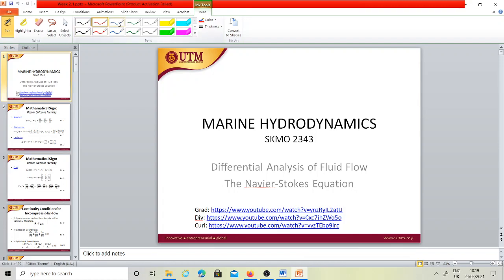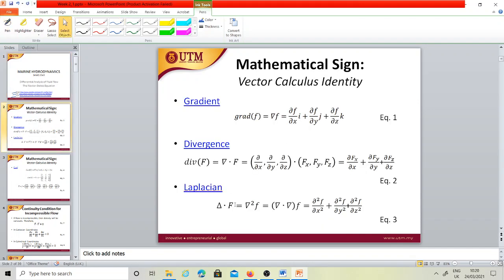Okay, so before going to that, we need to know three things: gradient, divergence and curl. So we have three videos. I will show these videos when we meet on WebEx. From there you will understand the physical meaning of these three terms: gradient, divergence and curl. But how can we represent these things?